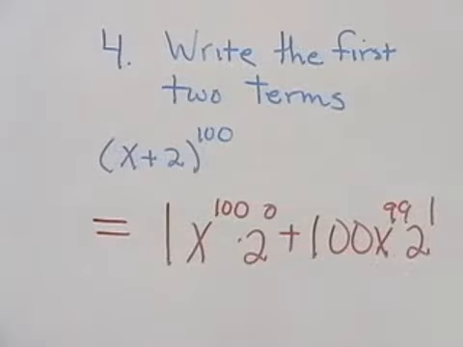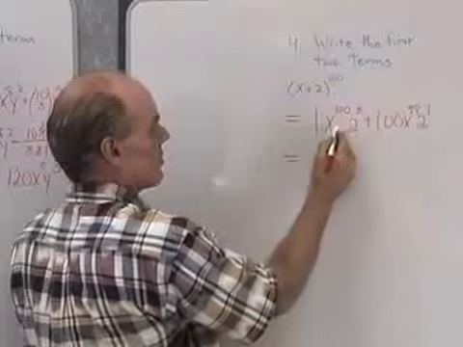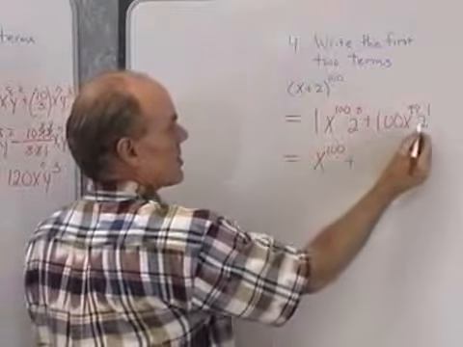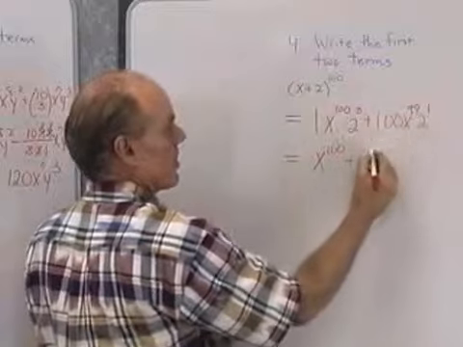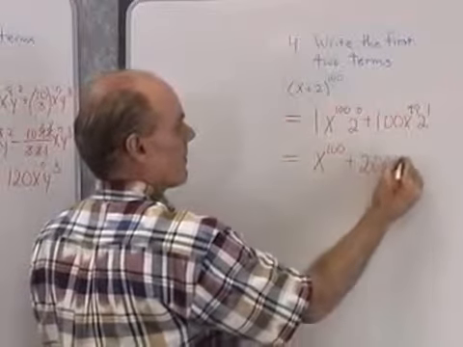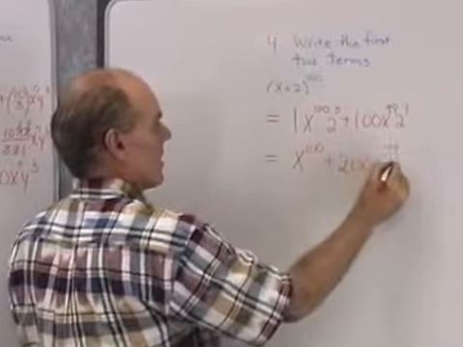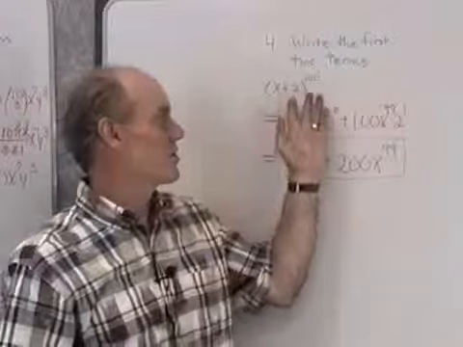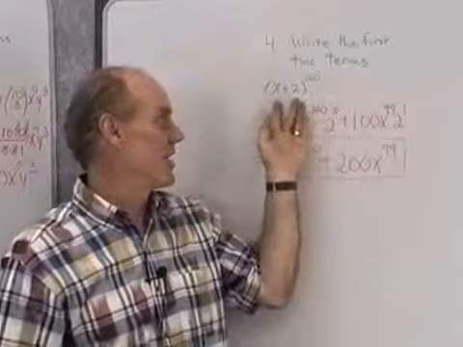Now does that stay on the board there? Okay, yeah. X to the 99, 2 to the 1. So this should be an easy one to simplify. 2 to the 0 is 1, so I just get x to the 100 plus 2 to the 1 is 2 times 100 is 200, x to the 99th power. So there is the first two terms, just the first two terms in the expansion of x plus 2 to the 100th.